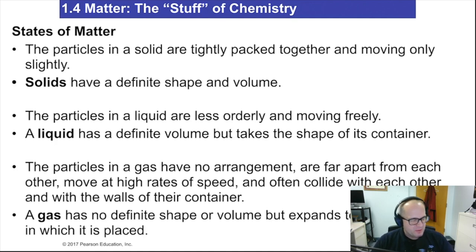You're saying how you do to all the people around you. That's more of a liquid setup. You're still all kind of close together, but you're all free to move around each other. Not a big deal. Okay, that's a liquid.